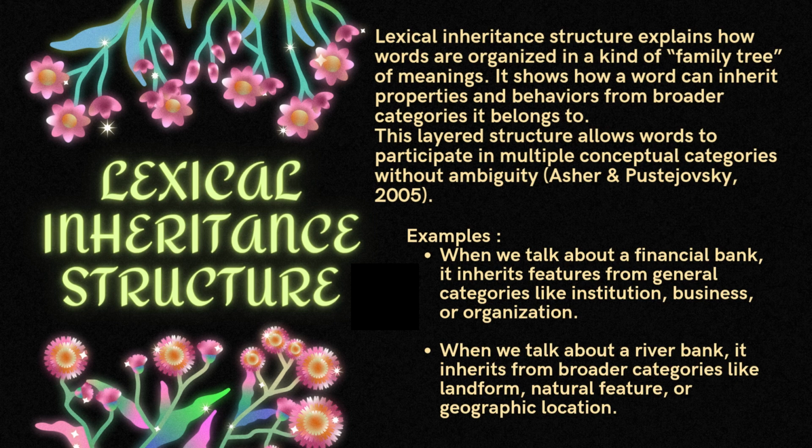It also allows us to adapt to new uses while staying connected to their core meaning, and it allows words to be organized in a way that helps machines and humans recognize relationships between words. In computational linguistics, this helps systems understand that bank, library, and school may behave similarly in some contexts, because they all inherit from the concept of public places or institutions.